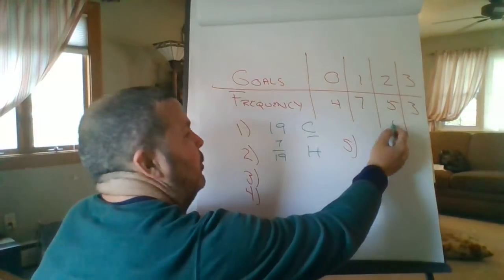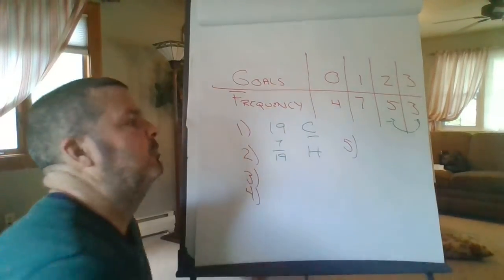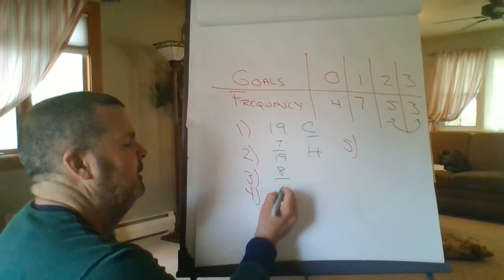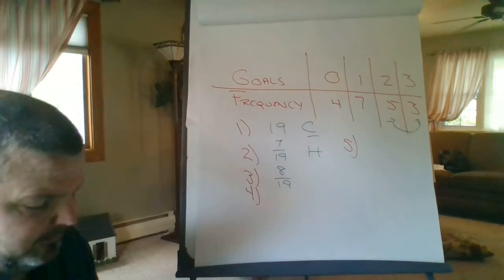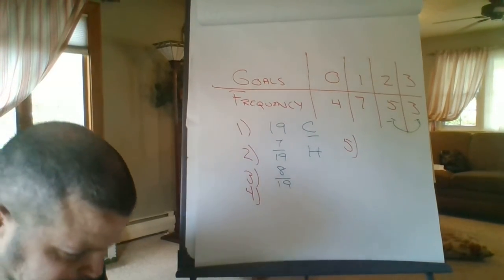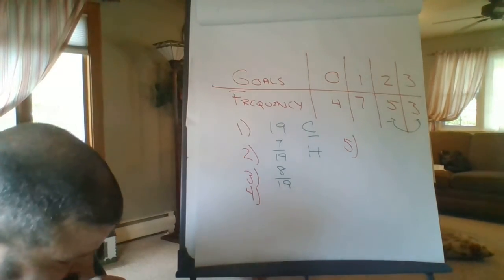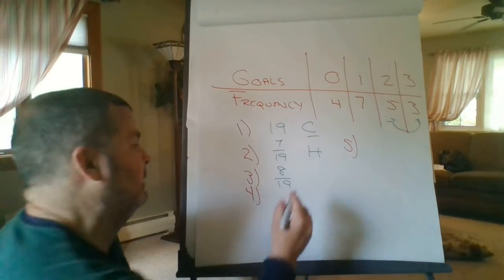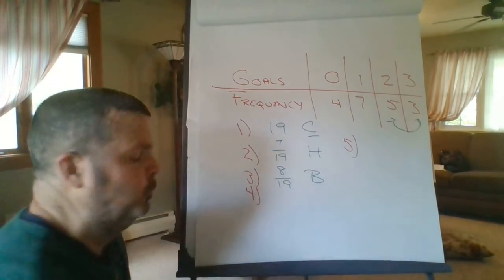All right, now what is the probability that this team scored 2 or more goals? So now we're going to do both of these columns because it's 2 or more. 5 plus 3 is 8. So now the top number is 8. The bottom number is 19. Since 19 is a prime number, we don't have to worry about reducing at any point. So number 3 would be B as in baboon.